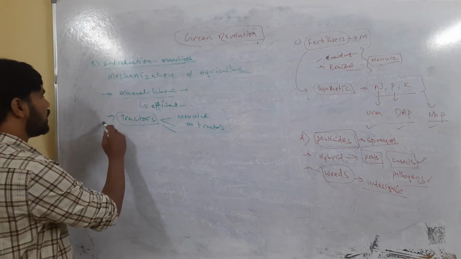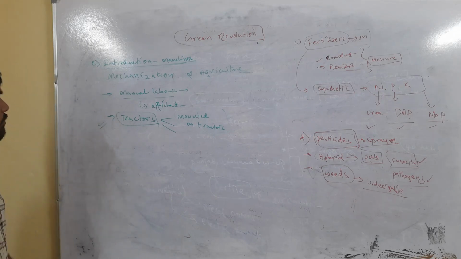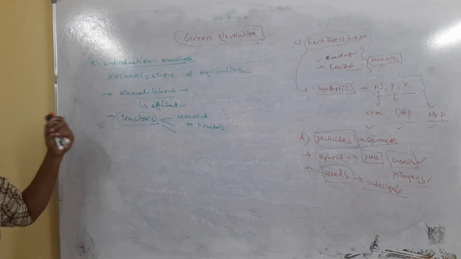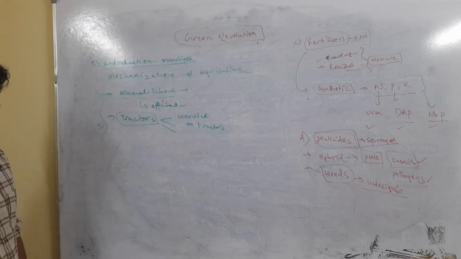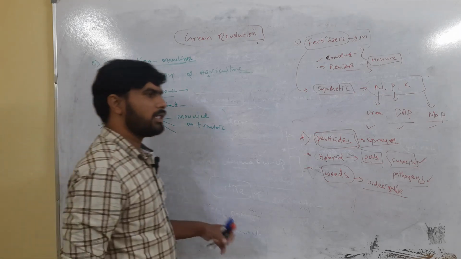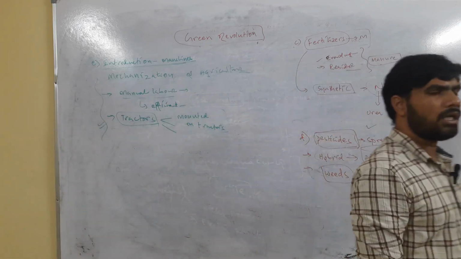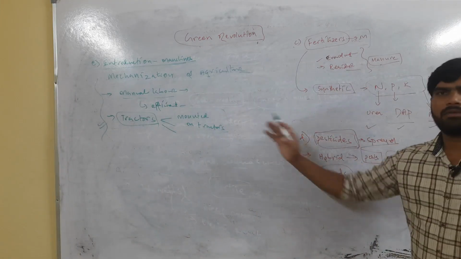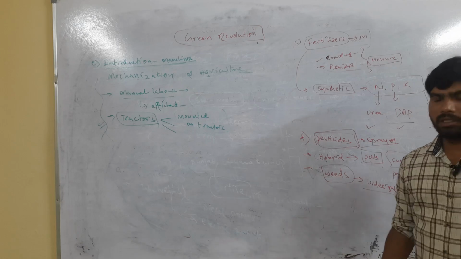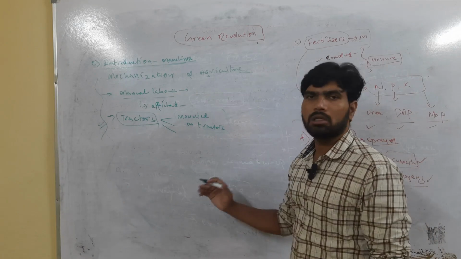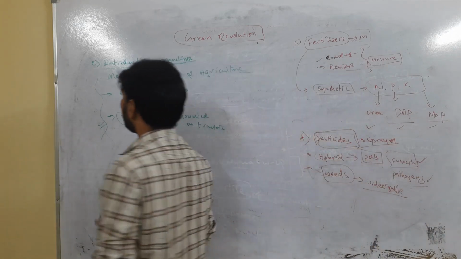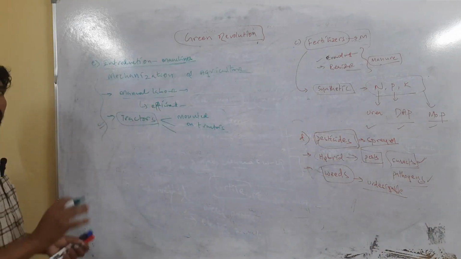So this was also introduced as part of the Green Revolution: mechanization of agriculture. Why? To replace the manual labor in the agricultural sector. It has a lot of advantages and some disadvantages also, but we will see the disadvantages in the shortcomings of the Green Revolution.